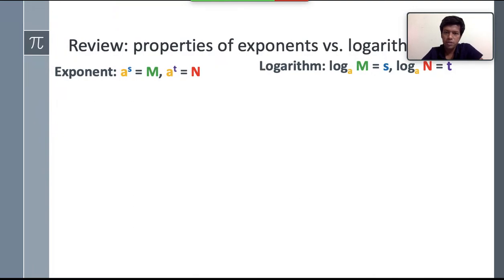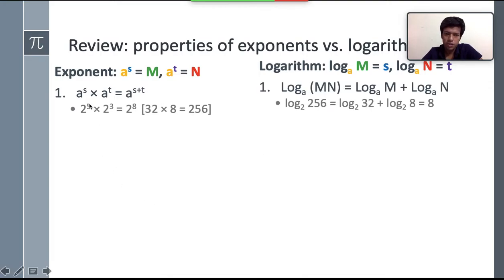Now, properties of exponents versus properties of logarithms, and how they are connected. As you know, they are inverses of each other, so they are connected. Now, how it works: if you have a to the power s equals m, a to the power t equals n, in the logarithmic format, log base a of m equals s, log base a of n equals t, then how are they connected?